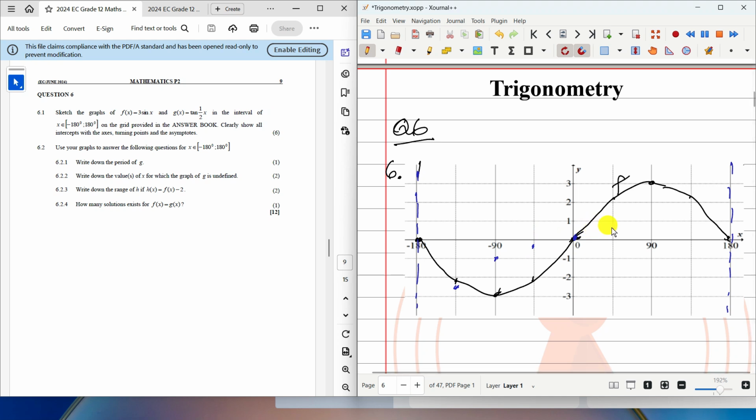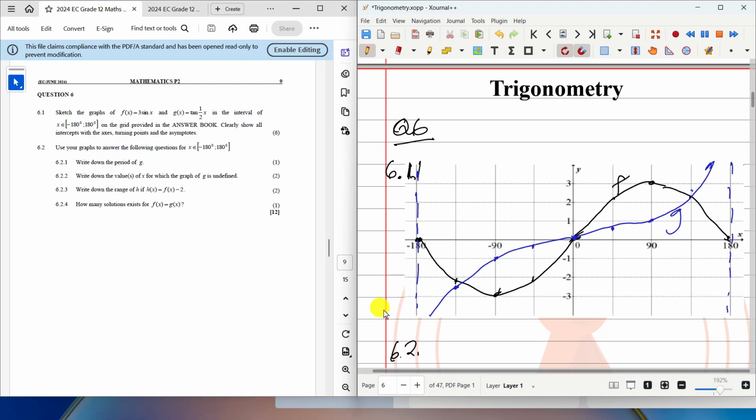Okay, negative 0.4. This must be y. Positive 0.4. And then 90 will be 1. Is it 90 is 1? And then 135 would be 2.4. 2.4 is somewhere here. And then 180 is an asymptote. So this one will be moving like this. Right? It'll be moving like this. Okay, so this is g. Okay, this is g. Right. So this is us now. We have drawn the graphs. Now let's go to 6.2.